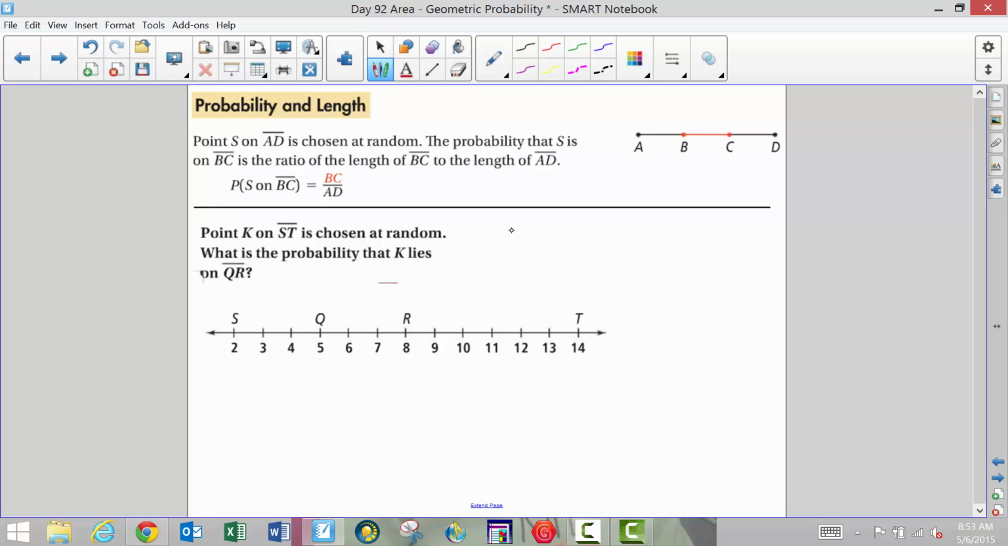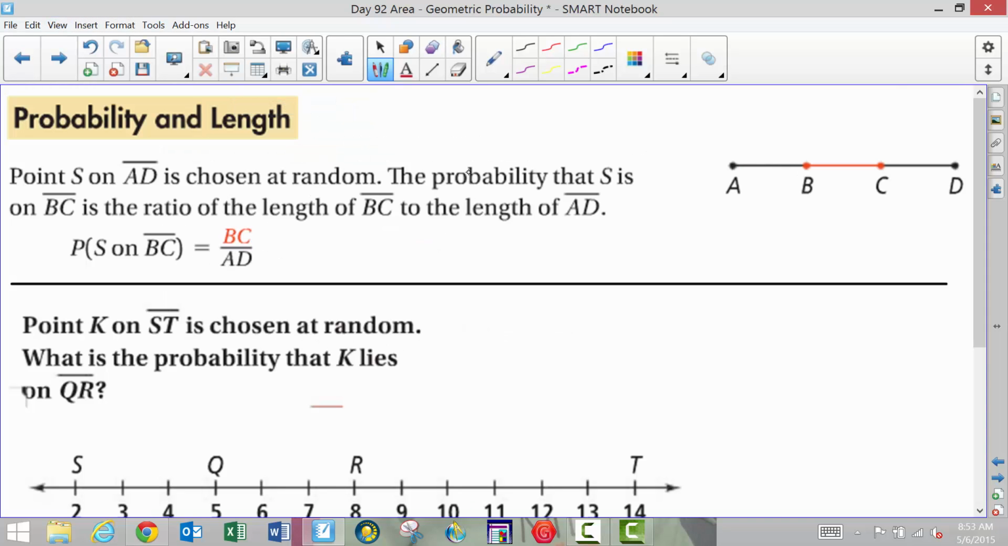So probability and length. What's the chance that a point will lie on a segment? So let's zoom in. So the chance in here, this A to D, well, A to D is 1, 2, 3 lengths. A to D is 3, and B to C is 1. So the chance that S is on BC is 1/3. So AD length, BC length. Remember, two capital letters next to each other indicates distance or length in geometry.